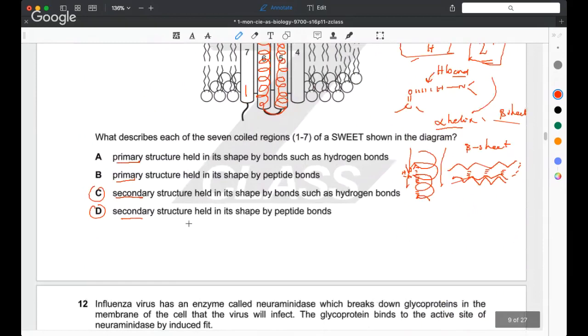And so the secondary structure is held in shape by these hydrogen bonds. We saw that there between these loops of this alpha helix. And so the answer for that is answer C. It's a secondary structure held in its shape by hydrogen bonds.